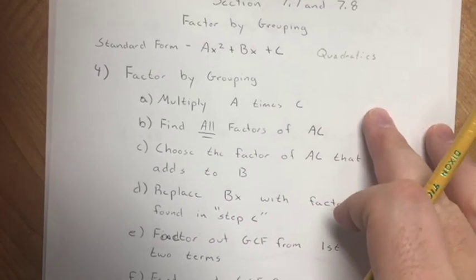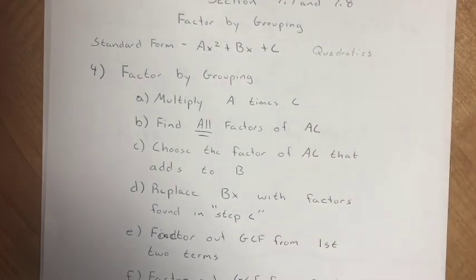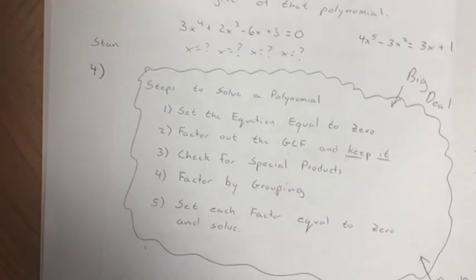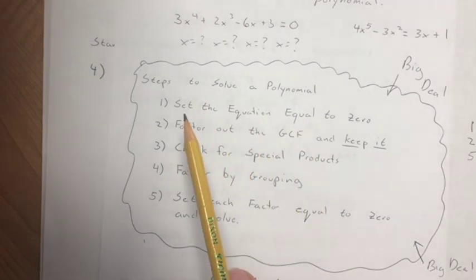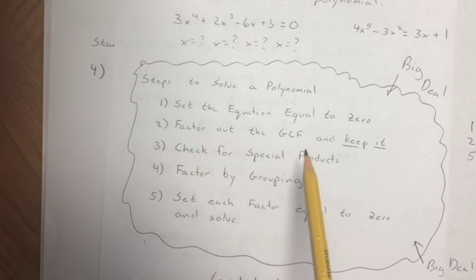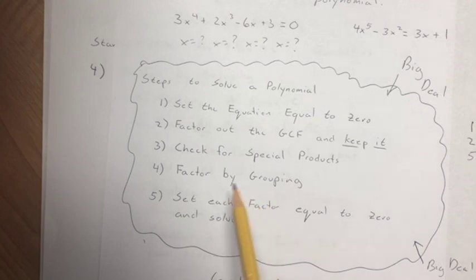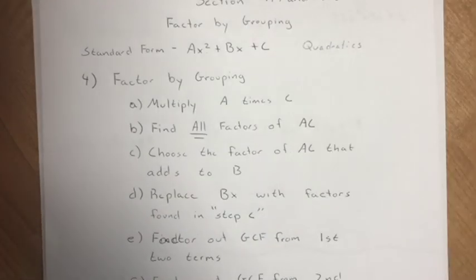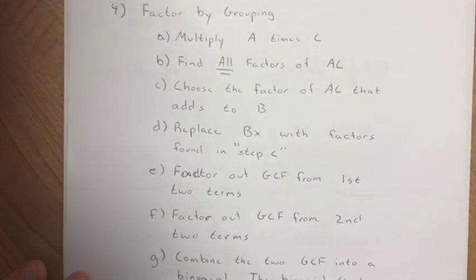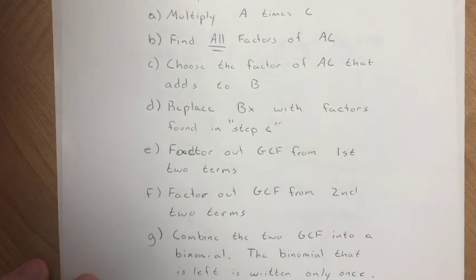Last time I gave you this list, where in order to solve a polynomial, we had to follow these basic steps. Set the equation to 0, factor out the GCF and keep it, check for special products, factor by grouping, which is what we're going to go into in more detail today, and lastly, set each factor equal to 0 and solve. So this is what we're going to be talking about today in more detail: factor by grouping. And how do we do that? By this entirely large list that you see in front of you.